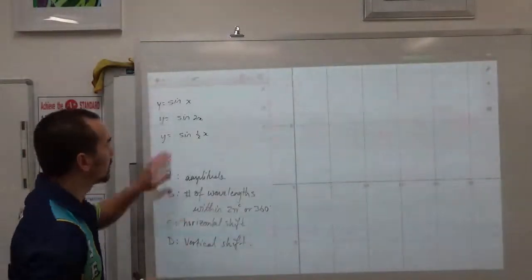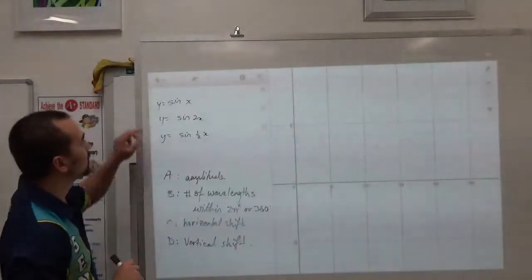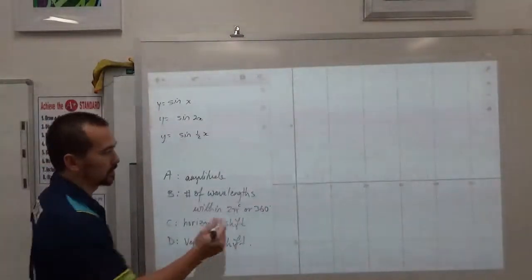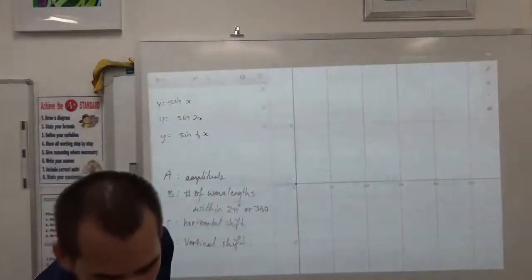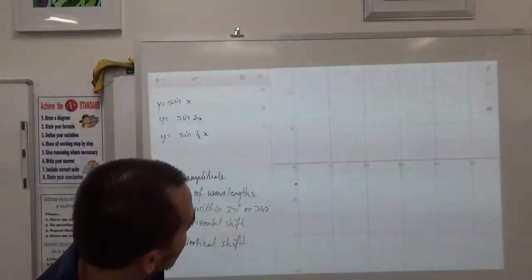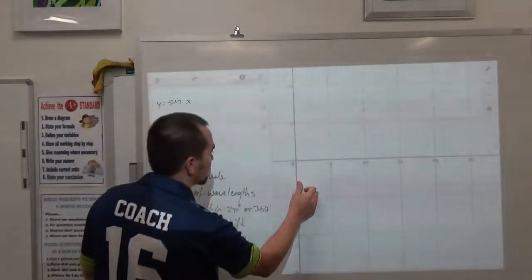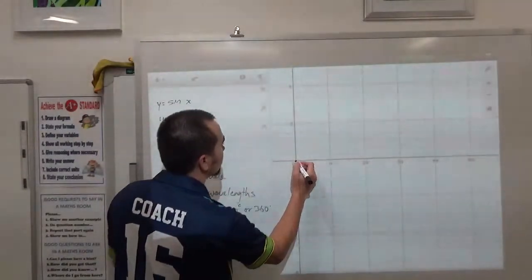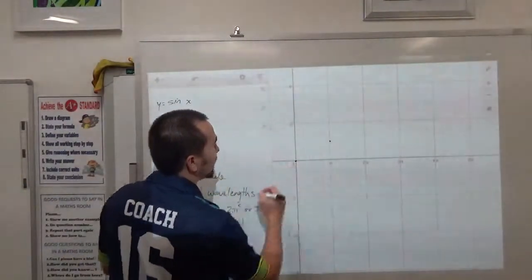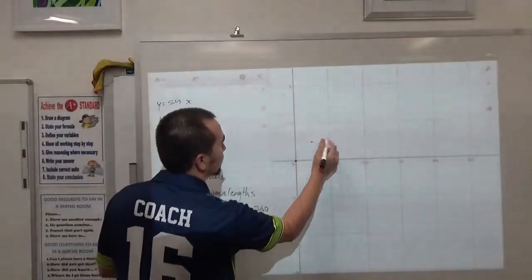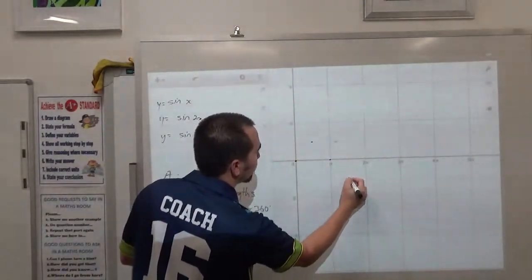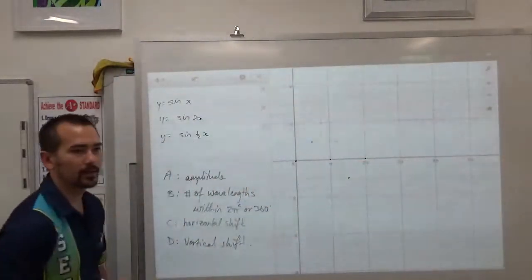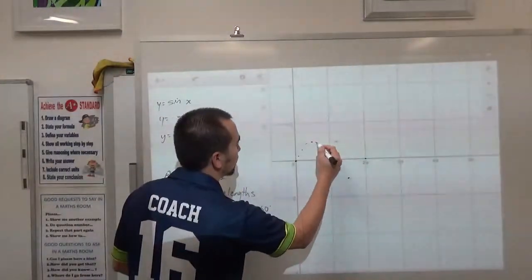Okay, we've got three equations here. What is sin x going to look like? It starts here at the origin, goes to 1, and then -1 is here, and 2 pi. Okay, so there's your sine graph.